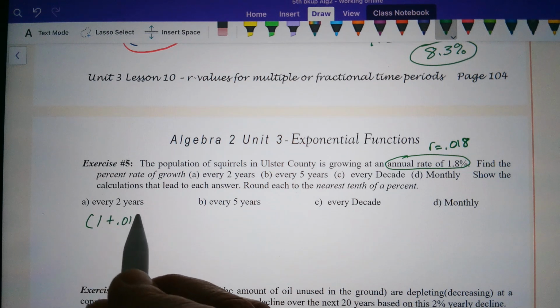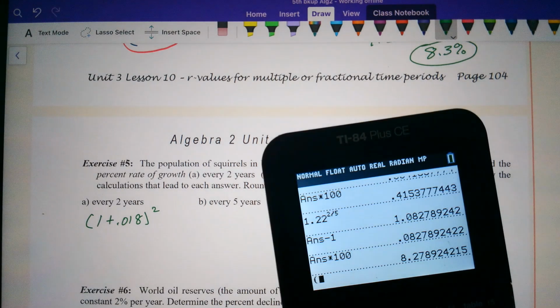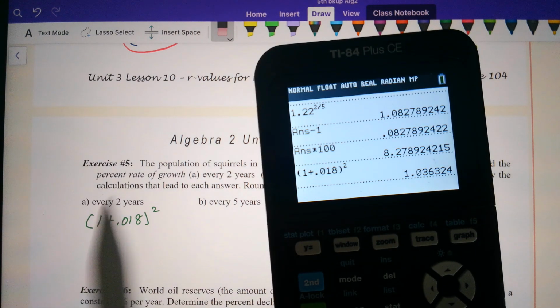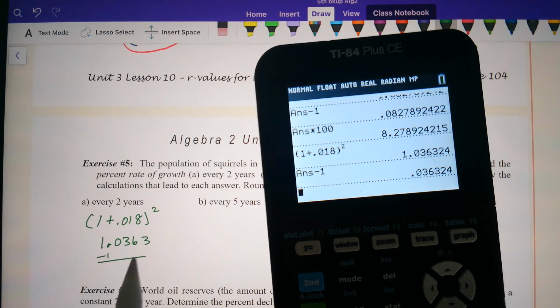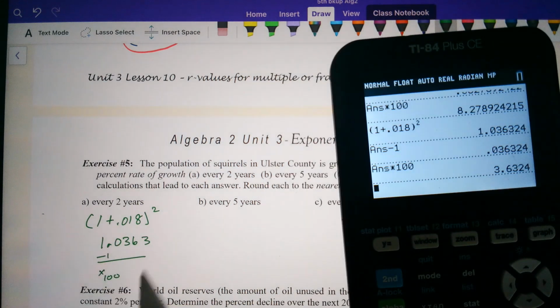1 plus 0.018 raised to the power of 2 using the calculator. Then we subtract 1. I'm just going to go 4 decimals. Subtract 1, and then multiply by 100. So to the nearest tenth of a percent, 3.6%.